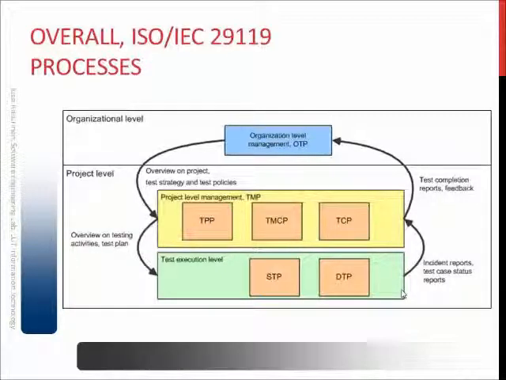So, well, fairly simple. There's two levels, different things happening. These boxes here represent different activities. Test management process, test plan, TPP for example is the test planning process.